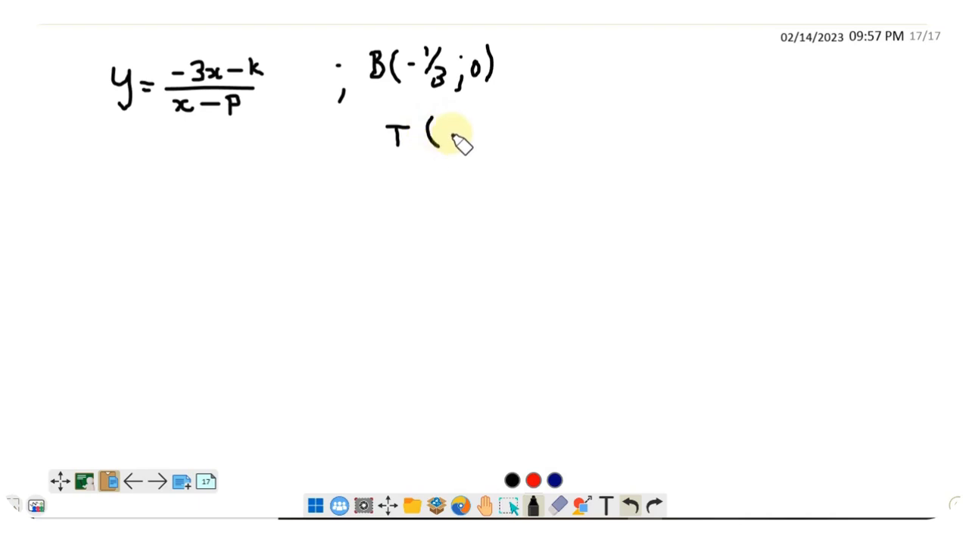The point of the asymptote is 1 and q. This is the asymptote, guys. It is where the asymptotes intercept. It's 1 and q. 1 represents p. All right.